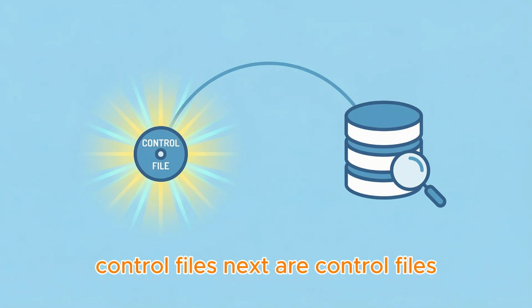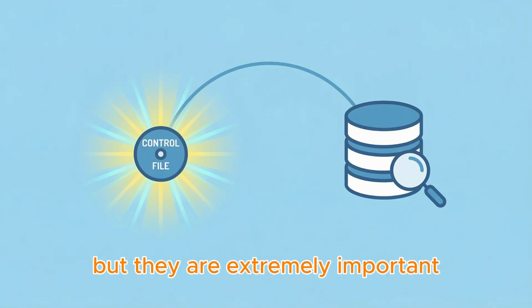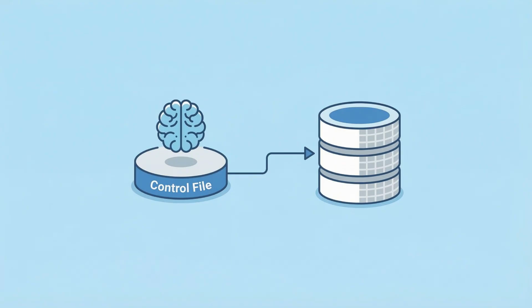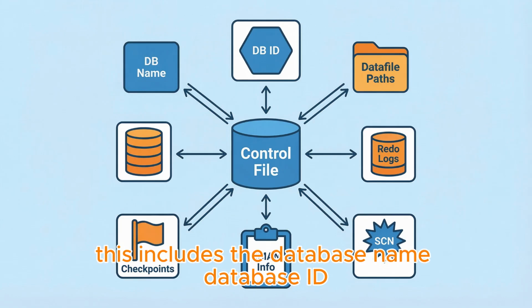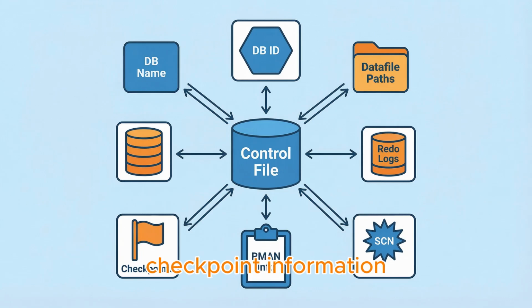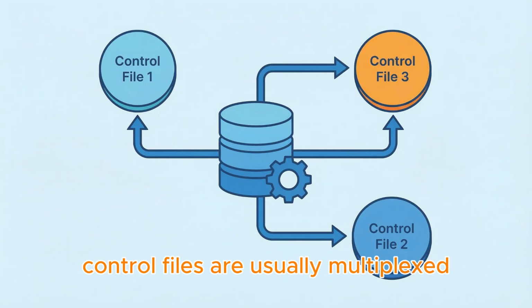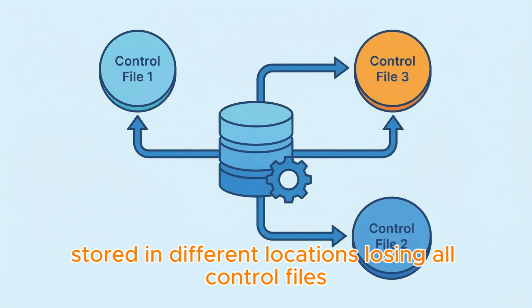Control files. Next are control files. Control files are small, but they are extremely important. They are like the brain of the database. A control file contains metadata about the database. This includes the database name, database ID, locations of all data files and redo log files, checkpoint information, RMAN backup details, and SCN details. For safety, control files are usually multiplexed, meaning there are multiple copies stored in different locations.